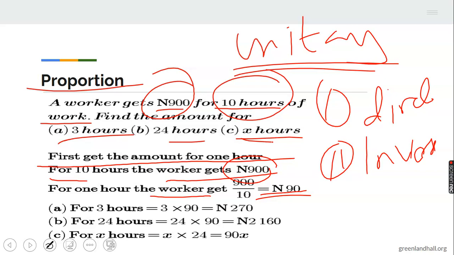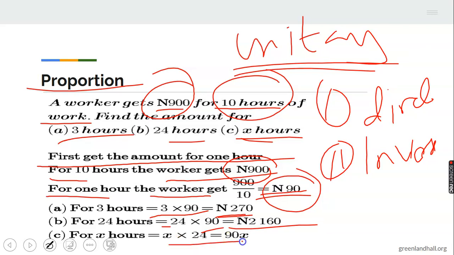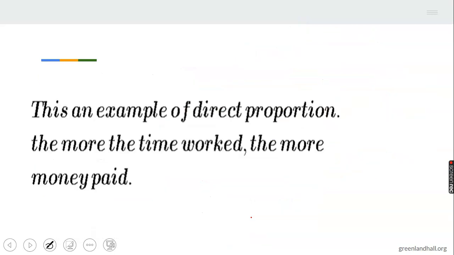Now look, for 1 hour he gets 90 naira. For 3 hours it will be 3 times 90, which is equal to 270. For 24 hours it will be 24 times 90, which is equal to 2160 naira. Now for x hours it will be x times 90, which is equal to 90x naira.